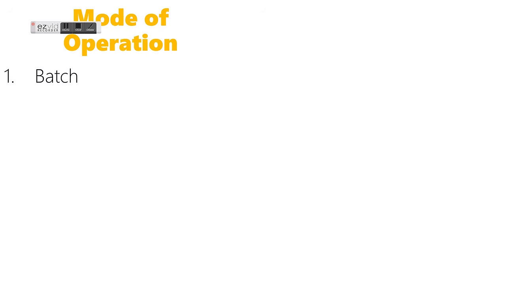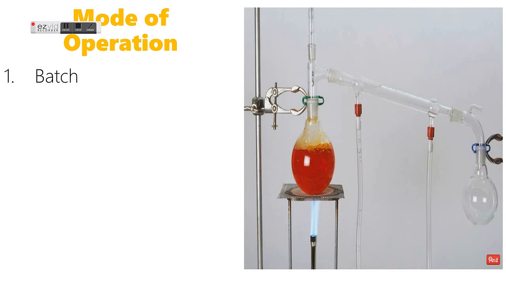Now let's talk about mode of operation. Distillation towers can be classified into two main categories, based on their mode of operation. The two classes are batch distillation and continuous distillation. In batch distillation, the feed to the column is introduced batch-wise. The column is first charged with a batch and then the distillation process is carried out. When the desired task is achieved, the next batch of feed is introduced.